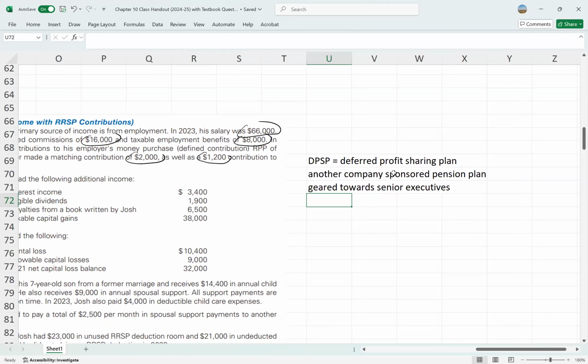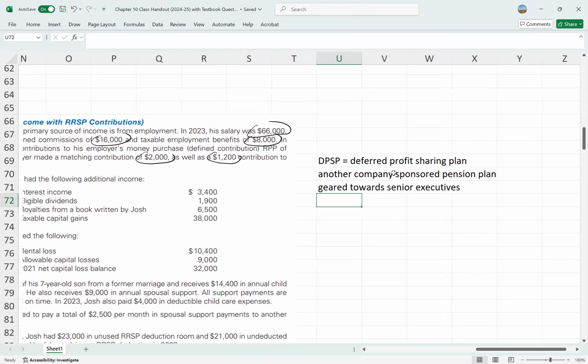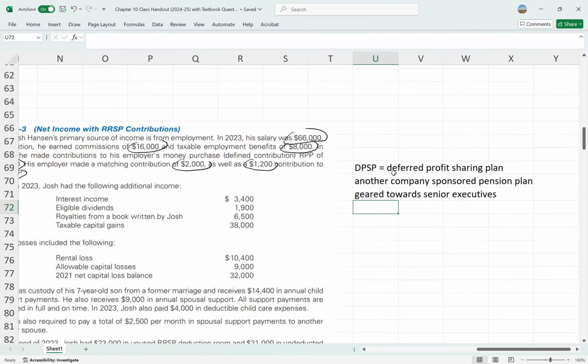But a deferred profit sharing plan is not set every year. And if you think about the term, it's basically sharing the profits. So if there is a year where there's little profit or no profit, there's a loss, then the company doesn't have to put money into this employee's deferred profit sharing plan. And with a deferred profit sharing plan, only the employer will put money in on behalf of the employee. So the employee doesn't have to put any money in to a DPSP. But the only reason that this is important is that this is basically another company-sponsored pension plan.